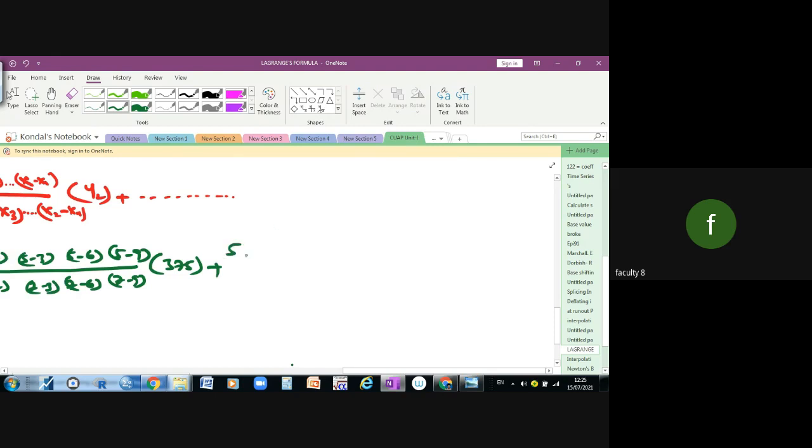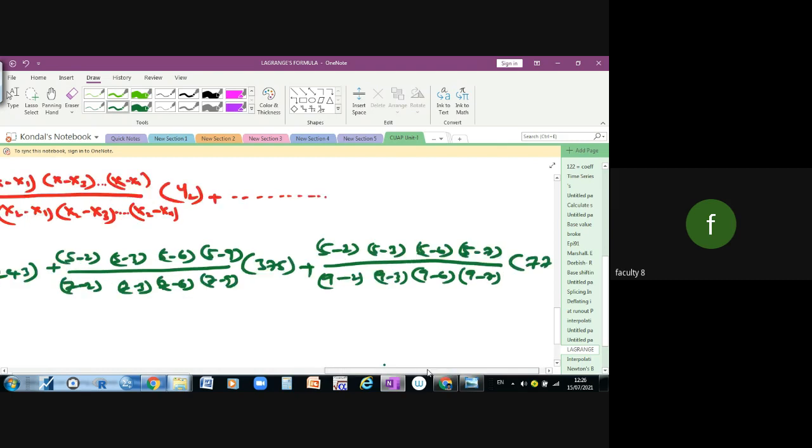that x minus x0. X minus x0 will be 5 minus 2, 5 minus 3, 5 minus 6, 5 minus 7. So here we have to take x4 because this is the fourth one. So we have to divide by x4 minus x0, 9 minus 2, 9 minus 3, 9 minus 6, 9 minus 7, into y4. Y4 value is how much? 771. So have you understood, please?